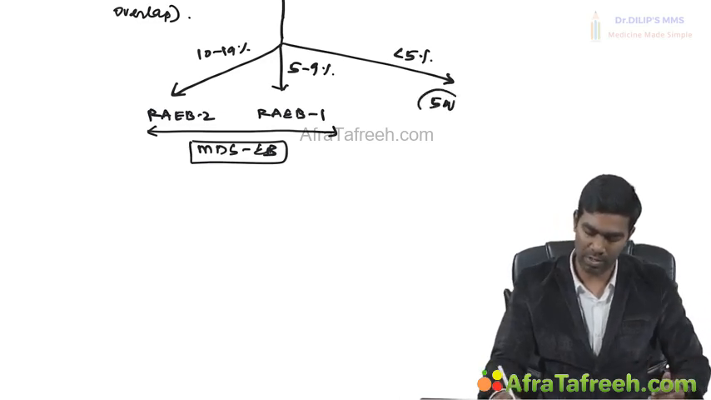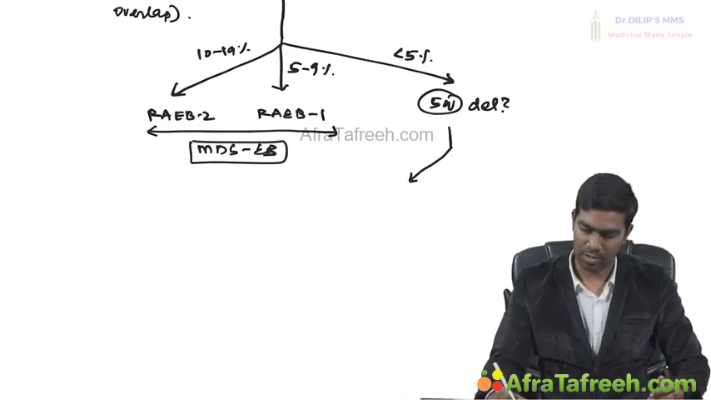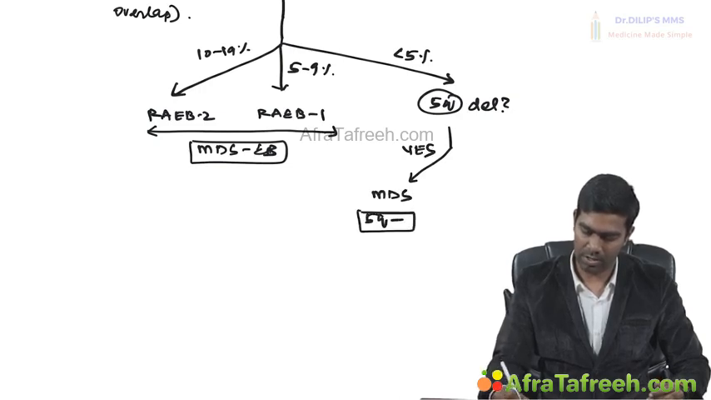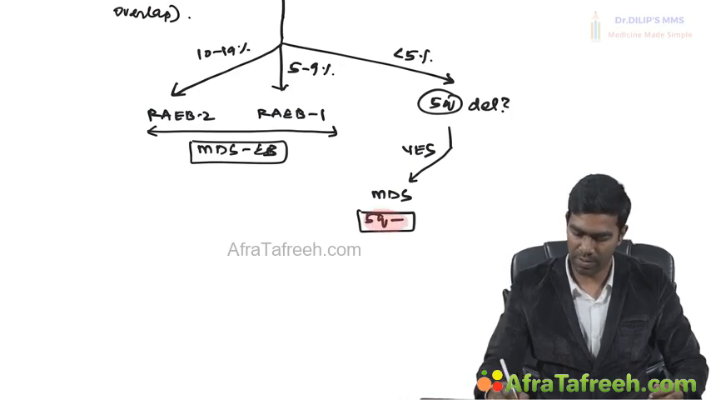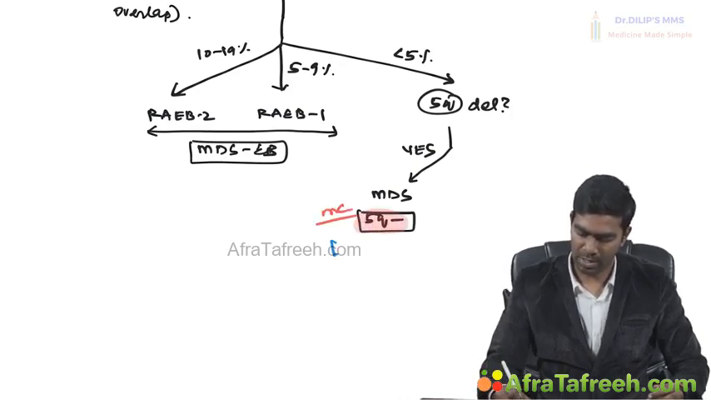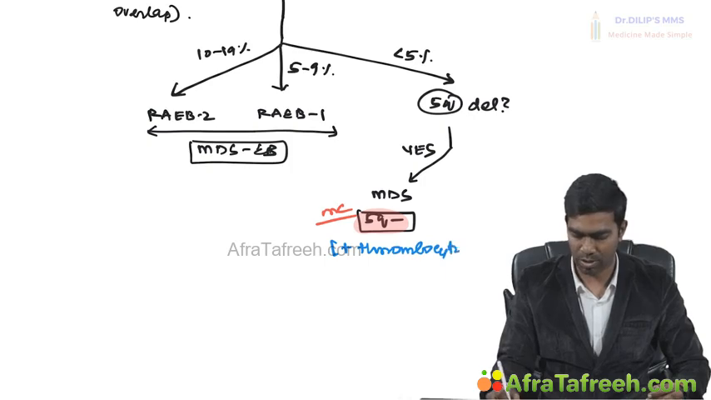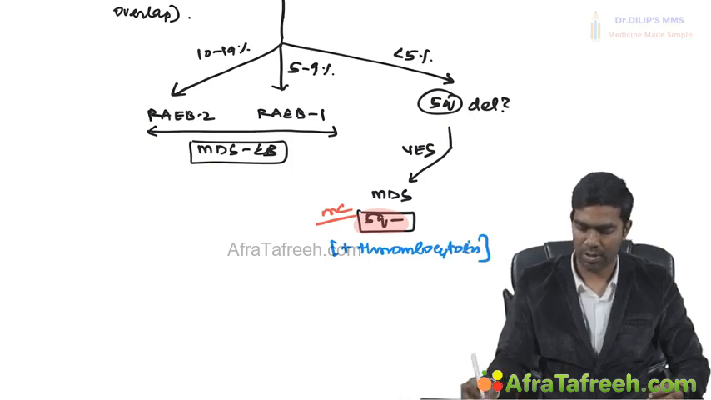For example, next you have to see whether 5q deletion is there or not. Remember, if yes, you can call it MDS with 5q deletion. So this is a 5q deletion associated MDS. I didn't tell you this point: MDS with 5q deletion tends to be the most common type of MDS. Plus, in the exam, please look for associated thrombocytosis. Very, very important point. Associated thrombocytosis. So, 5q deletion.